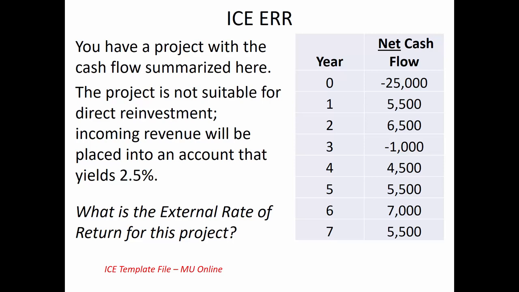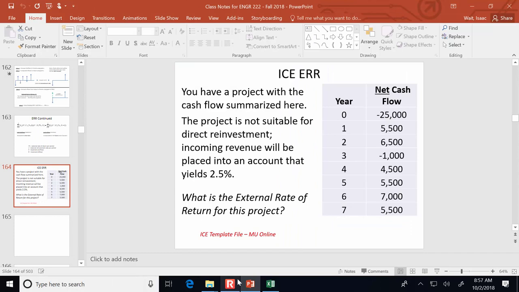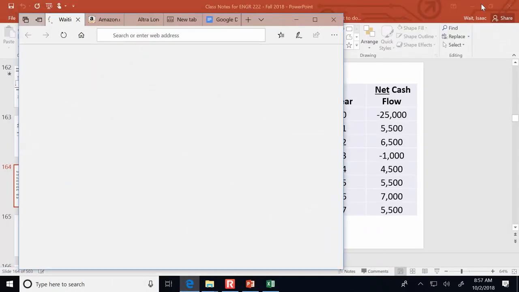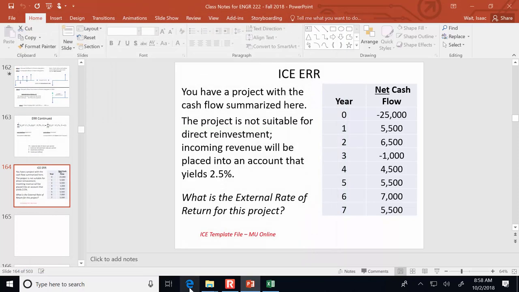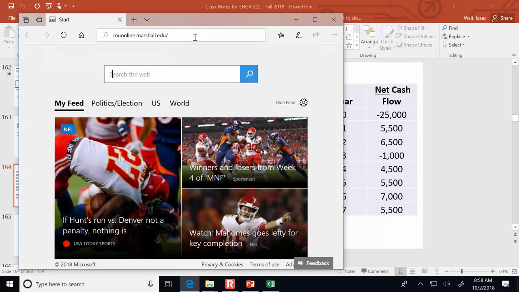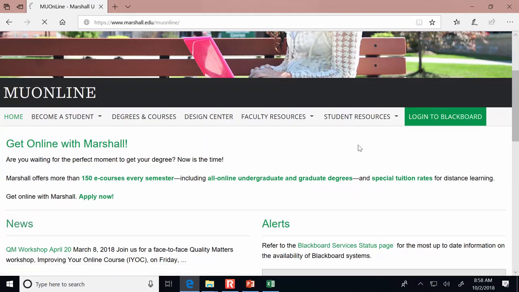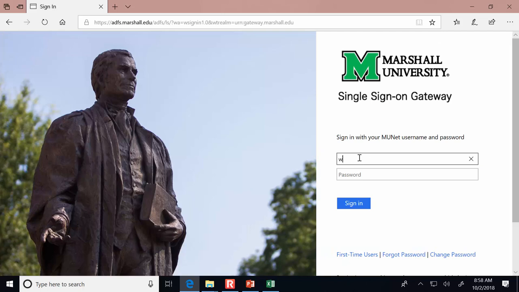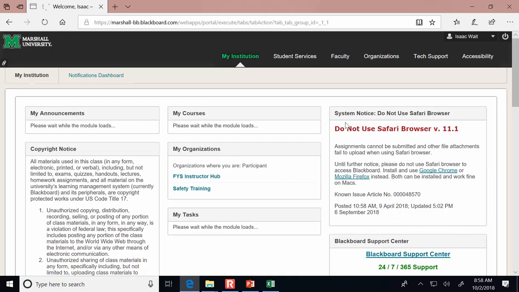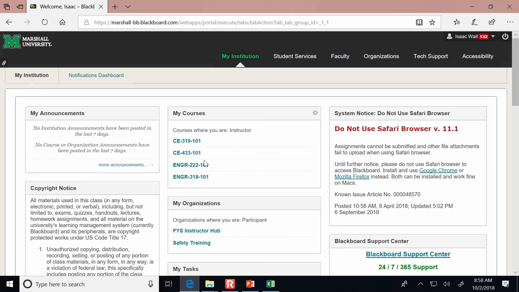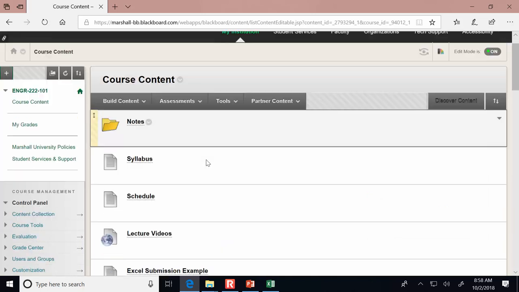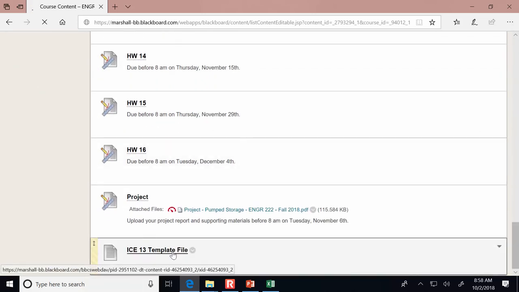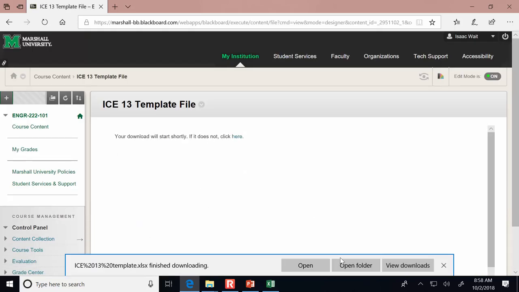All right, so let's get some practice with this. I told you that there is a template file on MU Online. If you go to MU Online, it's at the very bottom of the class page, you'll find it there. Be sure to save your file. All right, ICE 13 template file. Click on it. Hopefully it'll give you the option to download. Open it up.